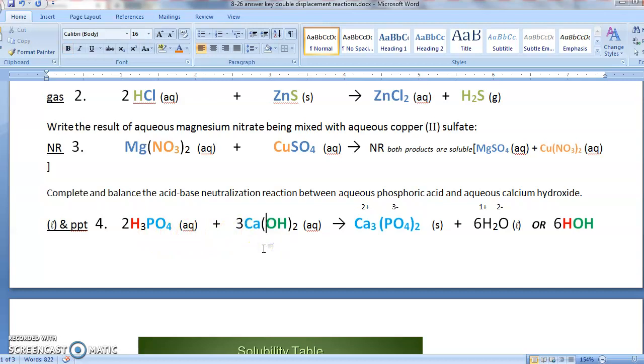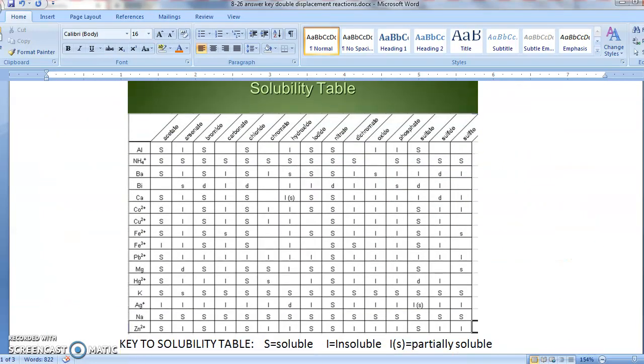An acid-base neutralization reaction is a special category of double displacement. The calciums, the first thing here, will bump into the second thing here, the phosphates. What happens when the calciums floating around bump into the phosphates that are floating around? We look up onto the table. Here's my calcium, 2 pluses. They're bumping into the phosphates, which are right here.